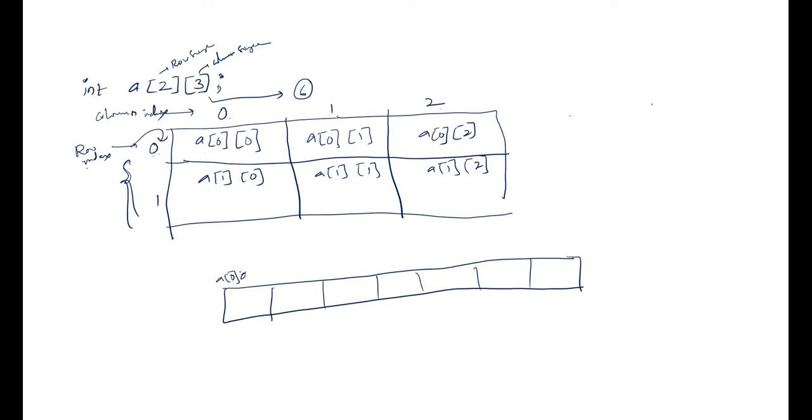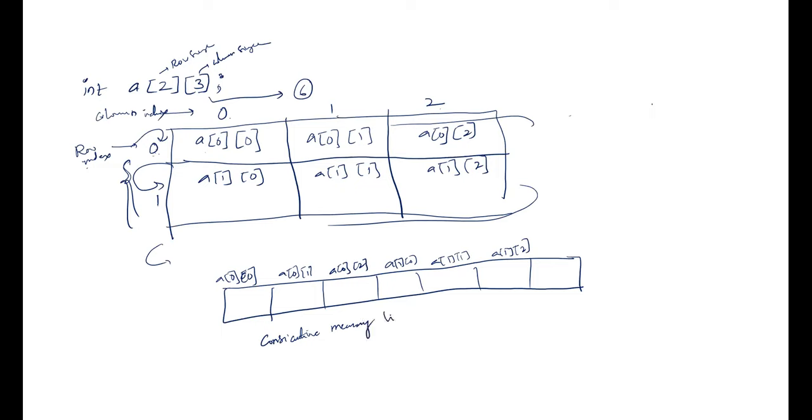How are the consecutive memory locations allocated? First one, A of 0 0. Second one, A of 0 1. Third one, A of 0 2. Fourth one, A of 1 0. Next, A of 1 1. Next, A of 1 2. That means after completing the first row, we go to the second row, and after the second row, the third row, fourth row, fifth row, like that. They will be stored in this order. This is the linear way, in consecutive or successive memory locations.